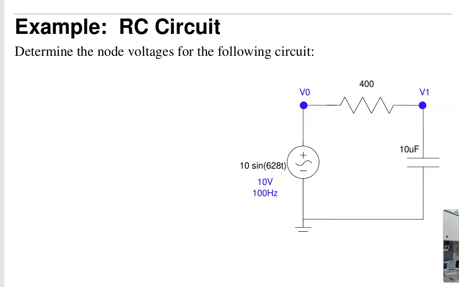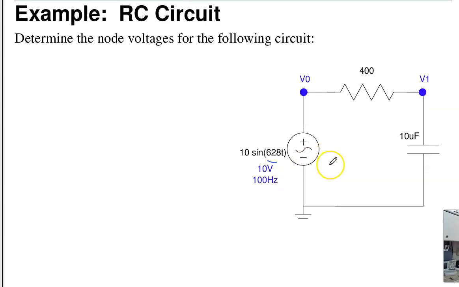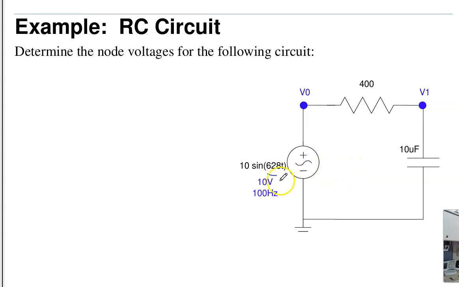Here I'm going to use phasors. With phasors, I first have to know the frequency. The frequency is right here. It is 628 radians per second, or 100 hertz. Got to remember, anything English is wrong. Radians per second are the natural units, not hertz. So that's what we're going to use, 628.